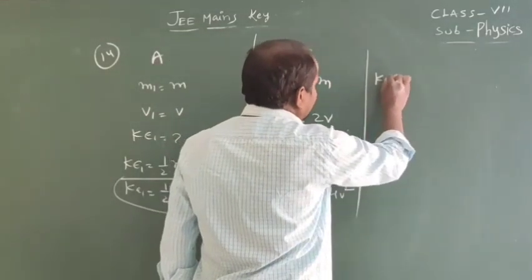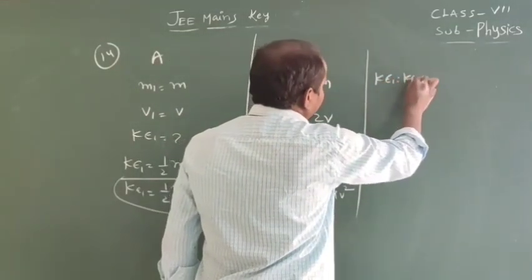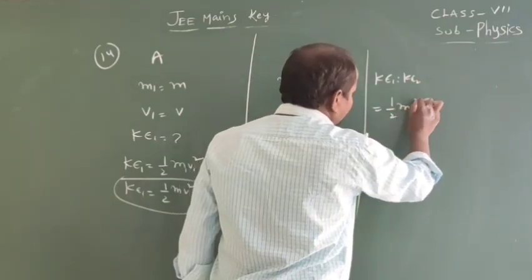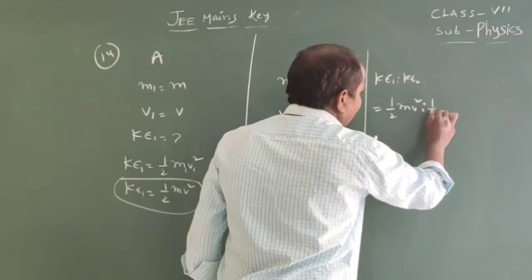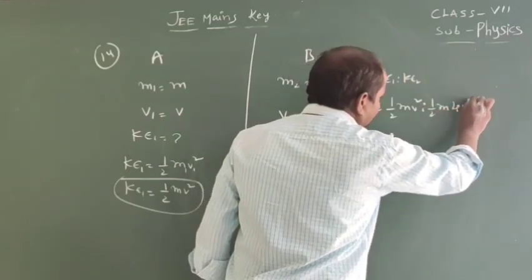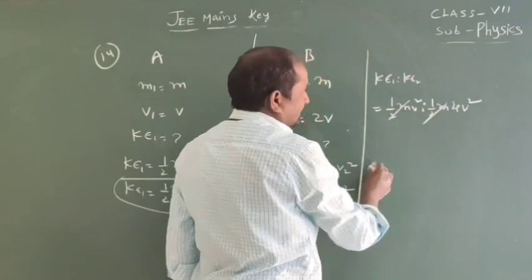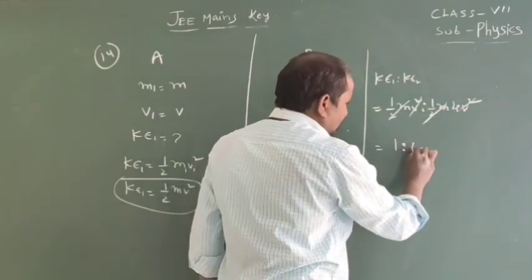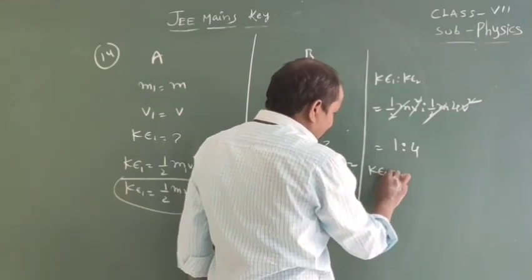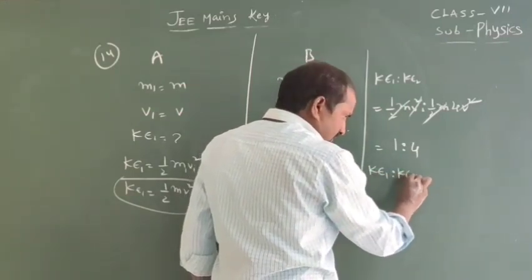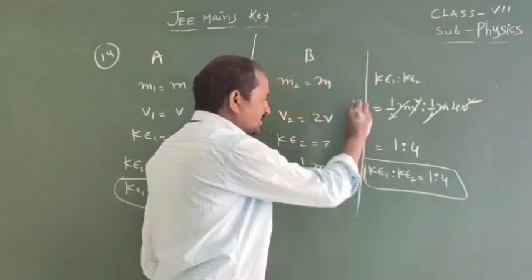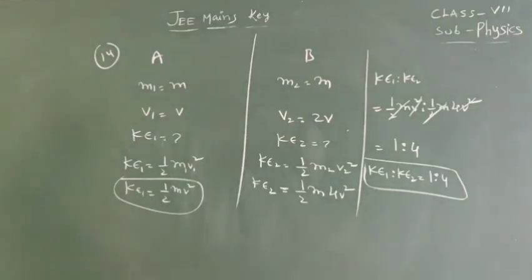Ratio between KE1 and KE2. So KE1 is to KE2 is equal to half into m into v square is to half into m into 4v square. Half m, half will cancel. Here v square also will cancel. That equals 1 is to 4. Therefore KE1 is to KE2 equal to 1 is to 4. It is the answer.